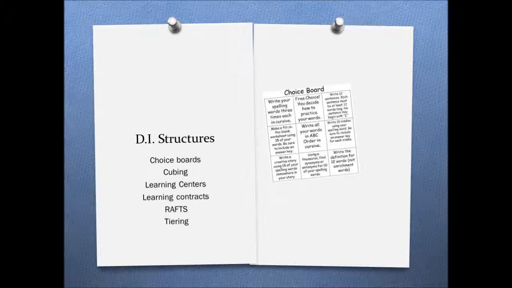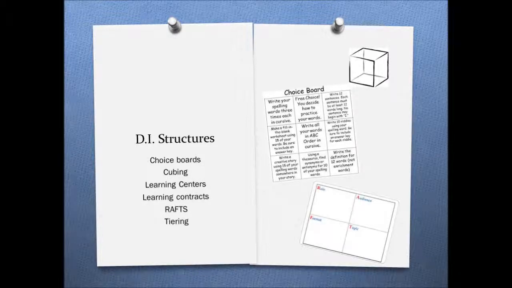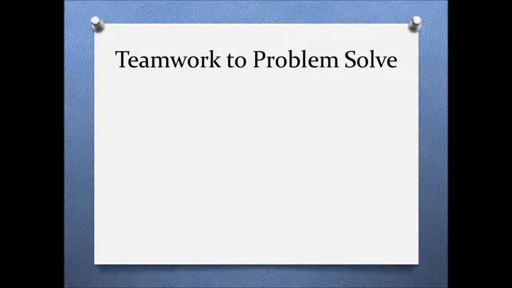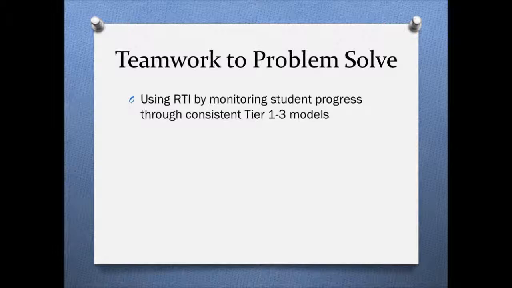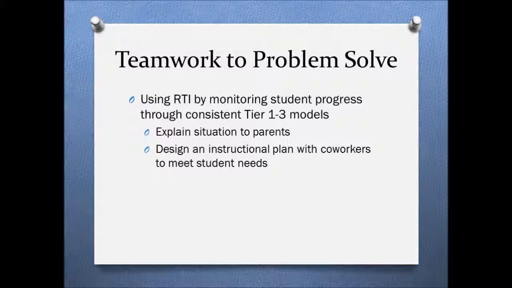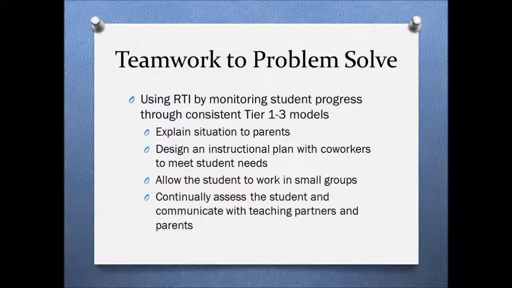Some instruction for differentiation are choice boards, cubing, learning centers, learning contracts, and RAFTs. When you teamwork to problem solve using the RTI method through Tier 1 through 3 models, you are explaining the situation to parents, designing an instructional plan with coworkers to meet student needs, allowing the student to work in small groups, and continually assessing the student and communicating with teaching partners and parents.